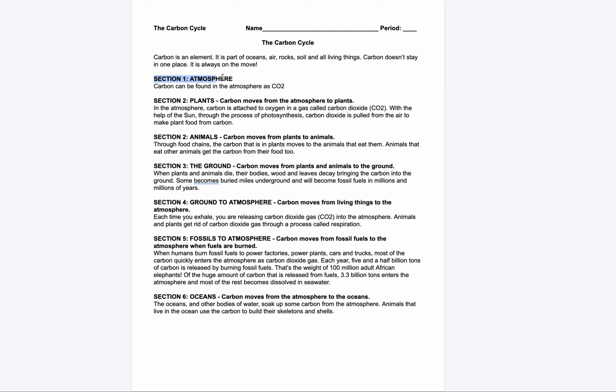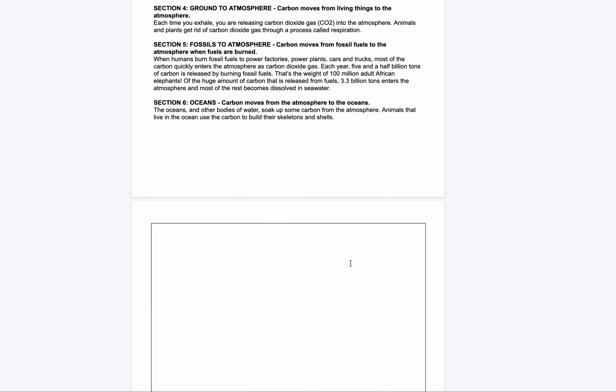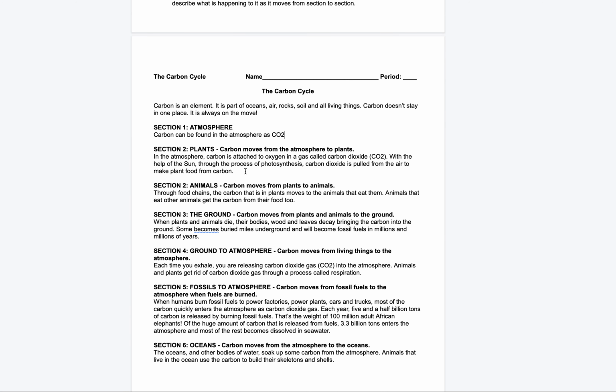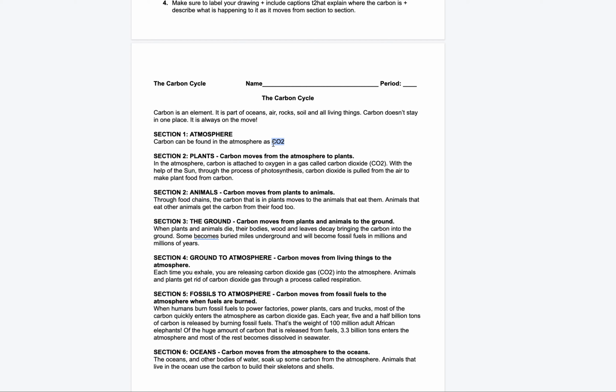All right, section 1, atmosphere. Carbon can be found in the atmosphere as CO2. For this part, you have to draw this part. You can't just draw carbon in the air and that's it. Carbon can be found in the atmosphere as CO2. So you can't just draw a cloud and carbon. You have to make sure that carbon is in the entire atmosphere and that it is CO2.